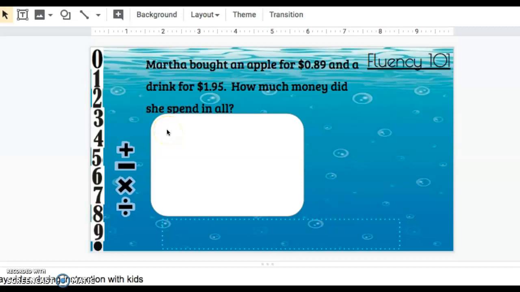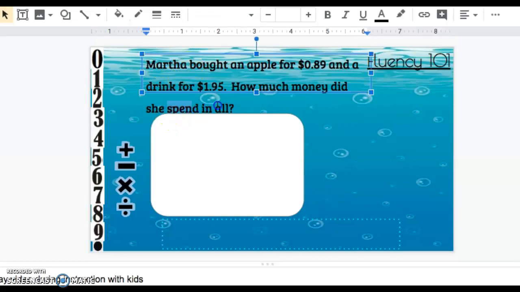All right, so today for fluency, we are going to be doing a word problem. It says that Martha bought an apple for 89 cents and a drink for $1.95. How much money did she spend in all? So we're looking here and they're asking us how much she spent in all, because that's our question they're asking us. So we need to figure out how much she spent in all.